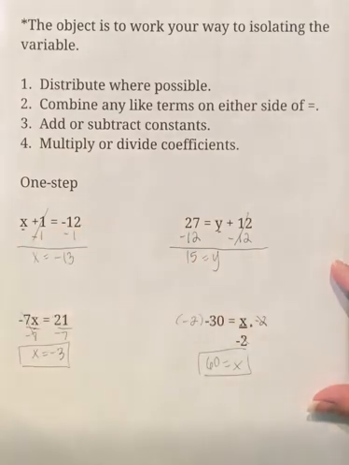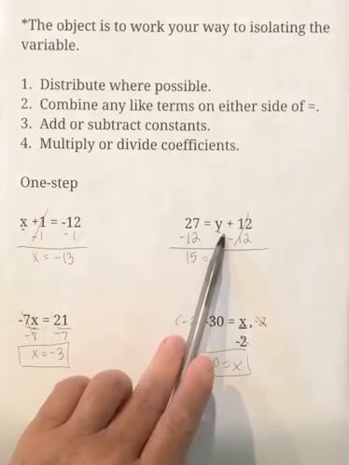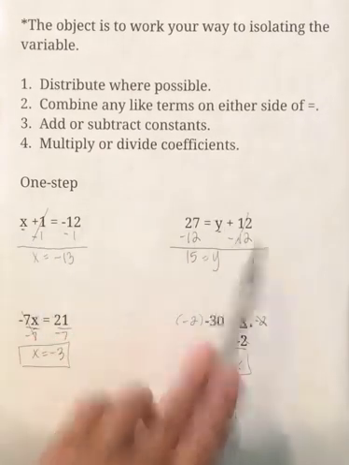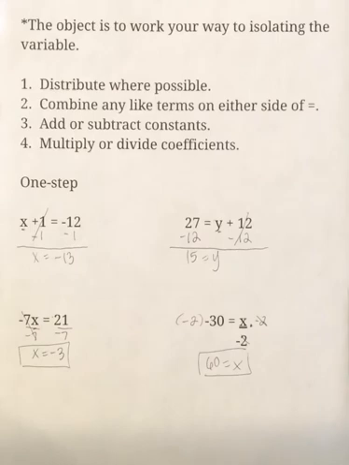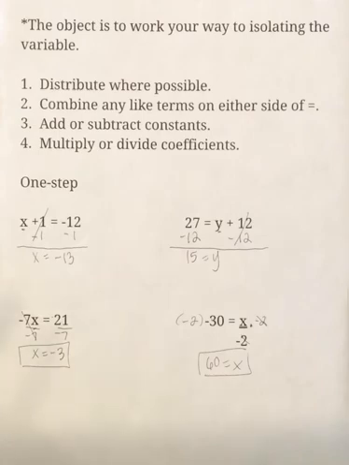So again, all of these just had one step, and depending on what you had to do, these variables here had no coefficients, but there was a constant on the same side of the equal sign as the variable. That's why I was essentially adding or subtracting to move those constants. These had no constants, but the variables did have a coefficient, so I had to multiply or divide.